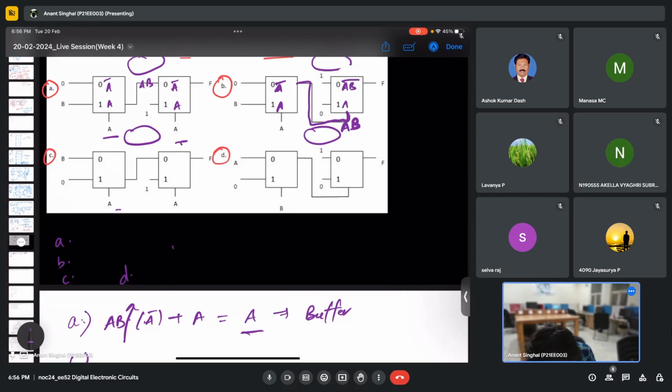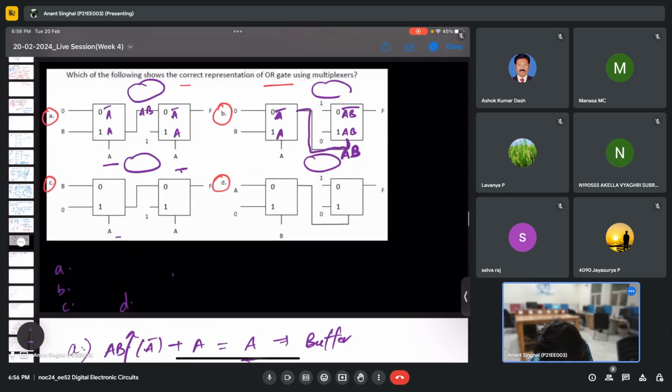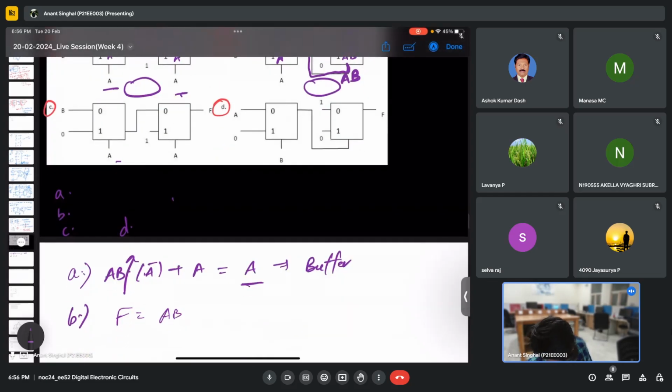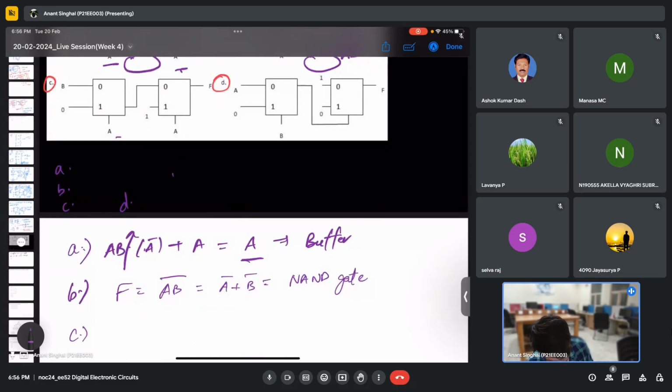So this particular thing will be AB whole complement. This will be AB. So for the second option, I'm getting F as AB whole complement. That is A complement plus B complement. That is a NAND gate. So option B is not correct. Let's try for C also.